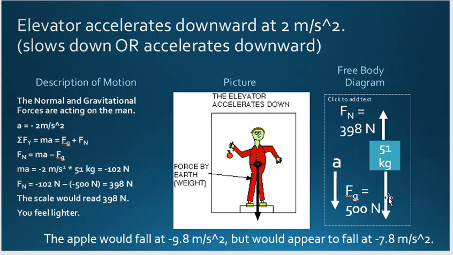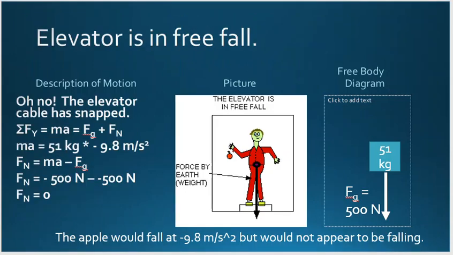The apple would fall at negative 9.8 meters per second squared, as always, but because you're on the elevator that's accelerating downward, it appears to fall at negative 7.8 meters per second squared. But it's only ever going to fall at negative 9.8 meters per second squared.